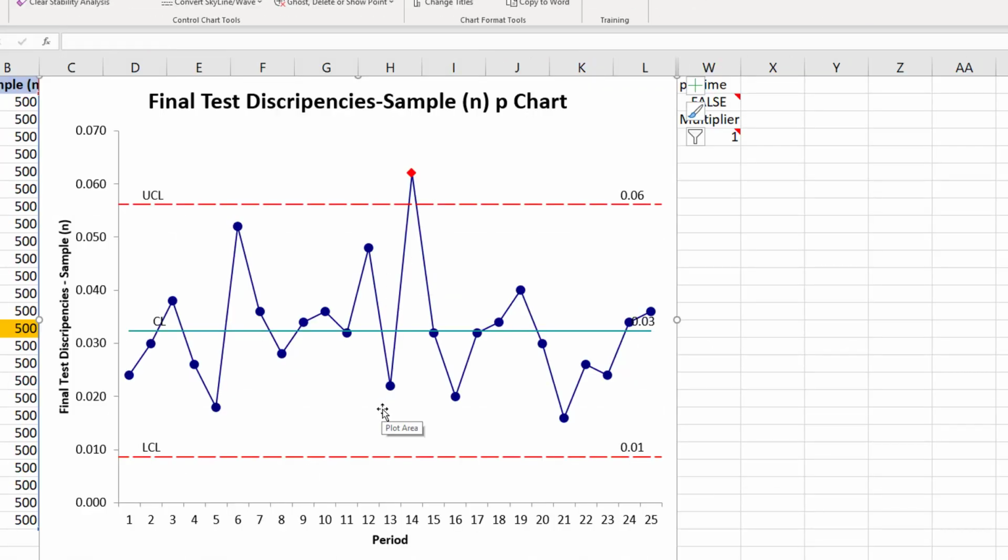You can see in this whole observation, almost all the observations are in the control limit. My upper control limit is 0.06. My lower control limit is 0.01. So there is only one observation which is outside the upper control limit.